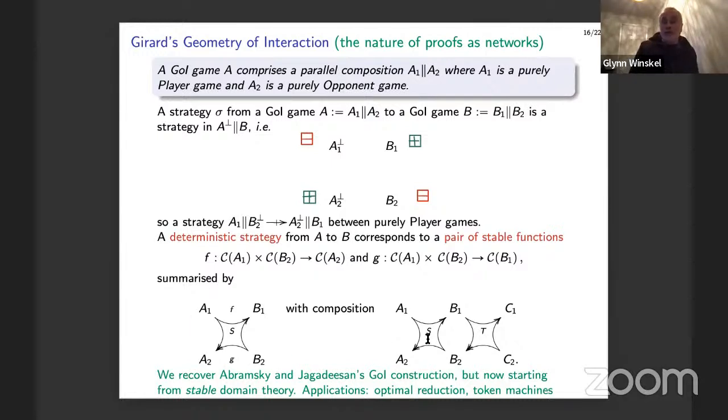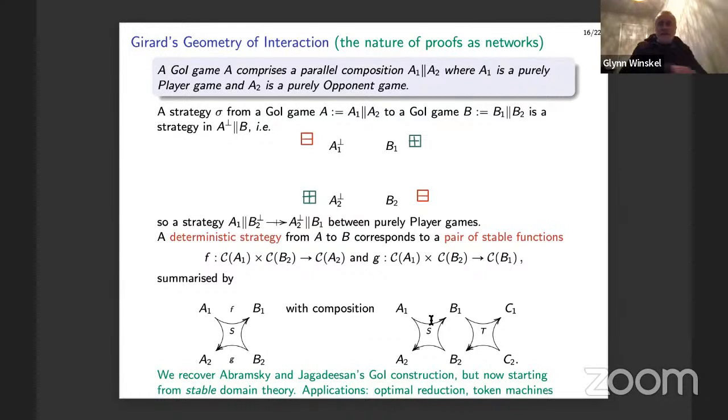And the composition will be given in a kind of diagrammatic way, I've done it rather schematically here, but the composition is a little bit complicated because, as you can see here in the middle, when you compose things, you get a loop. So if we're going to solve that, we need to use fixed points in order to know what values to assign to trace out this middle part here. And what we recover is a model of geometry of interaction that isn't the same. It's kind of a simplification of the original model of Girard to a domain theoretic setting. So we recover Abramsky and Jagadeesan's geometry of interaction construction, but now starting from stable domain theory.